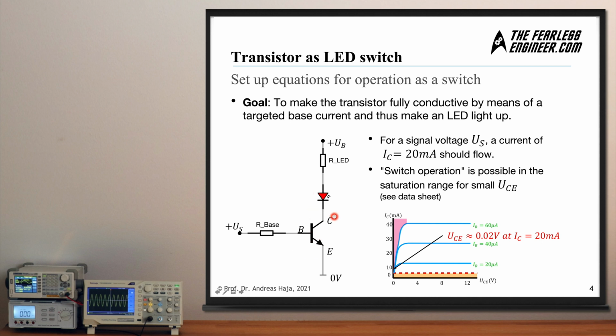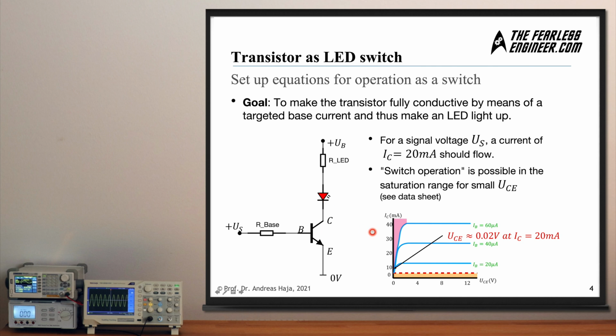Here's the transistor, collector, base, emitter. Here's the base resistor which controls the amount of current flow into the base, and here's the signal voltage which generates this current flow into the base. And what we want to achieve is we want to get to a current flow of 20 milliamps which should flow through this LED here.